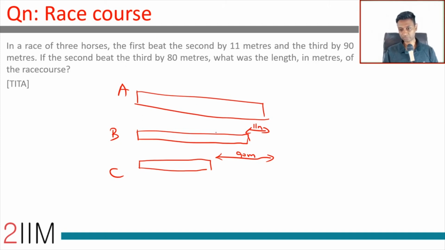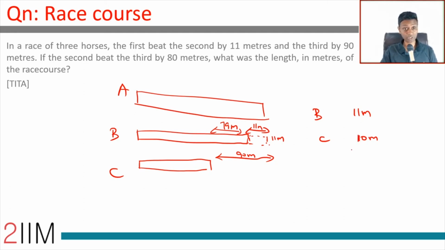Now this difference is 79 meters. But the second beat the third by 80 meters. What does that mean? That means by the time the second finishes the race, he's got 1 more meter gained over the third. So I'm going to think about only this component. This 11 meter, when B travels 11 meters, C travels only 10. Because his lead B to C increases by a meter in the last 11 meters. Right? So when B travels 11, C travels 10.